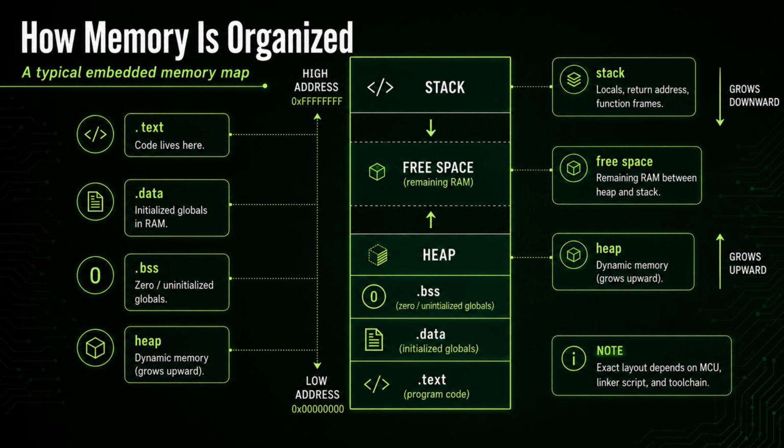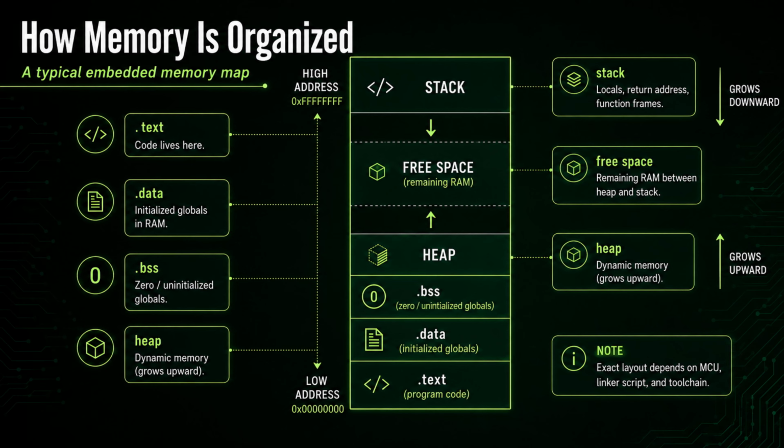In a typical embedded system, memory is arranged using addresses. Low addresses are usually shown at the bottom, and high addresses are usually shown at the top. The exact layout depends on the microcontroller, compiler, linker script, and toolchain, but the general idea is very similar across many embedded projects. At the bottom, we often have the program code area, such as .text.